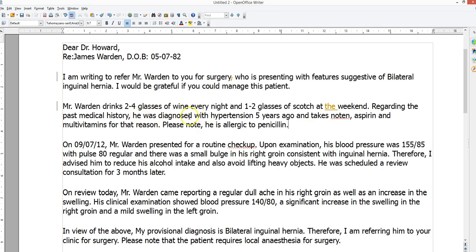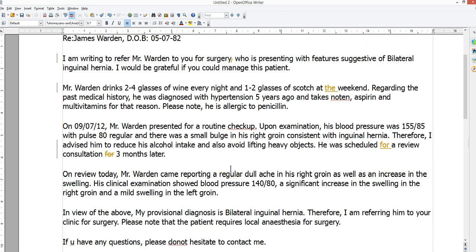So, "was diagnosed", that's passive, good, "with hypertension 5 years ago." Simple past passive, that's good. "He's allergic to penicillin." Short sentence, you can use them occasionally. Try not to overuse them when you can make a complex sentence. "Mr. Warden presented for a routine checkup. Upon examination, his blood pressure was..." "He was scheduled." Okay. Now I would put a preposition: scheduled for a review consultation 3 months later. For 3 months later, well, you don't need "for". Scheduled for review consultation 3 months later. "On review today." Oh yes.